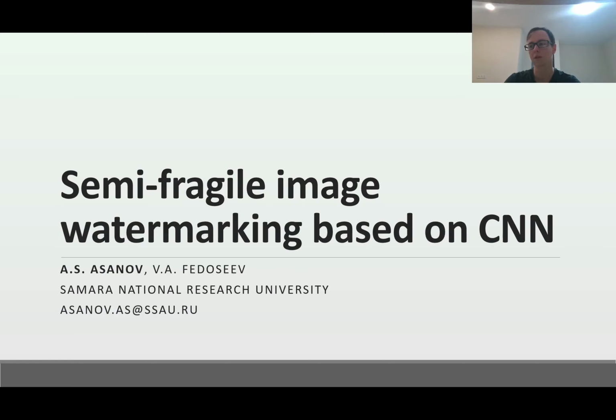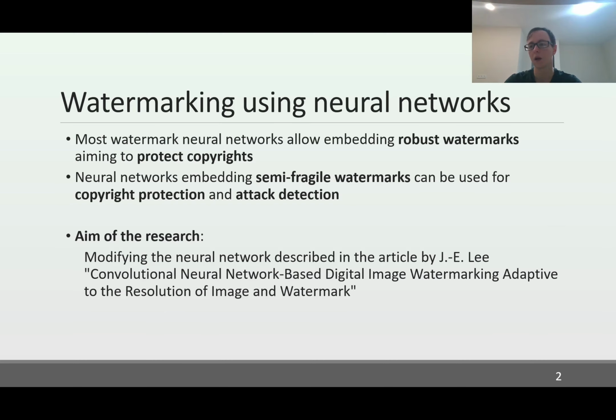My name is Alan Athanov and my work is about fragile image watermarking based on convolution neural network. Currently, there are many neural networks able to embed robust digital watermarks into images with the aim of copyright protection. However, in some situations, it is useful not only to save the embedded information in the image, but also to detect the distortion.